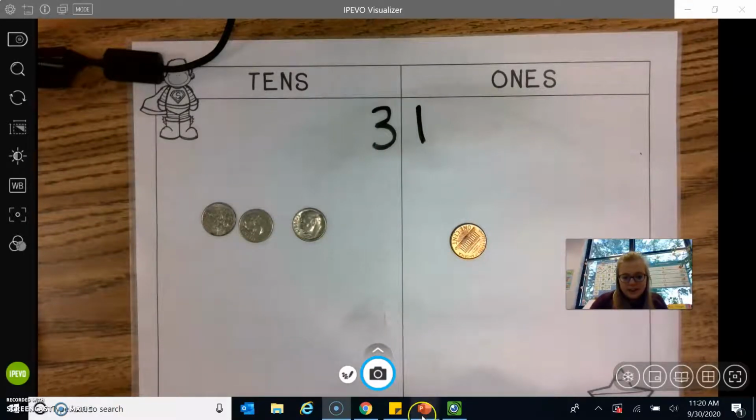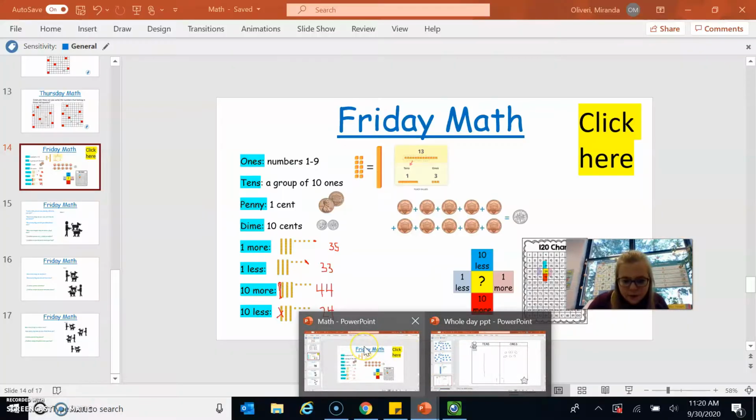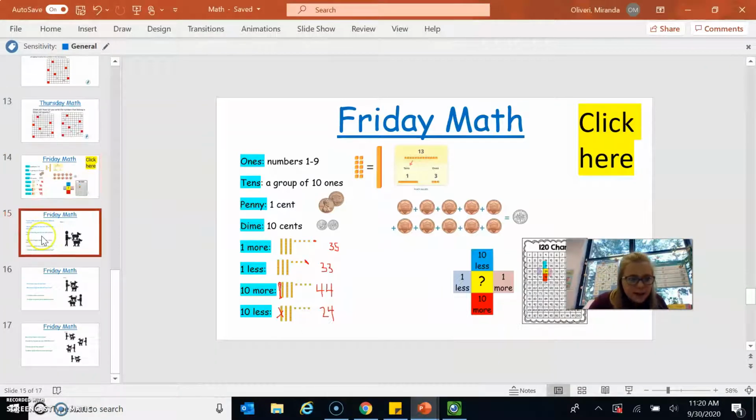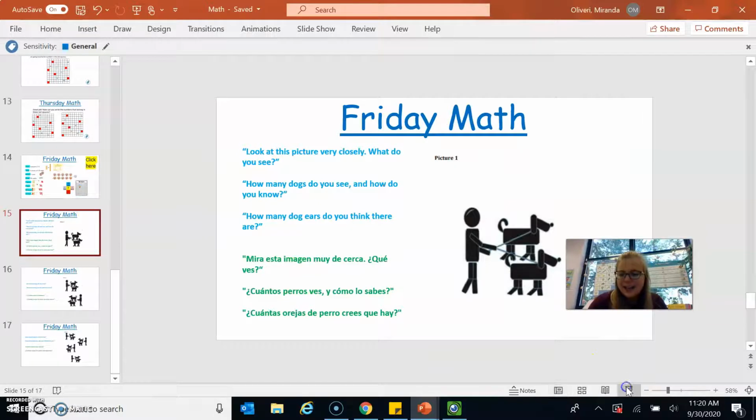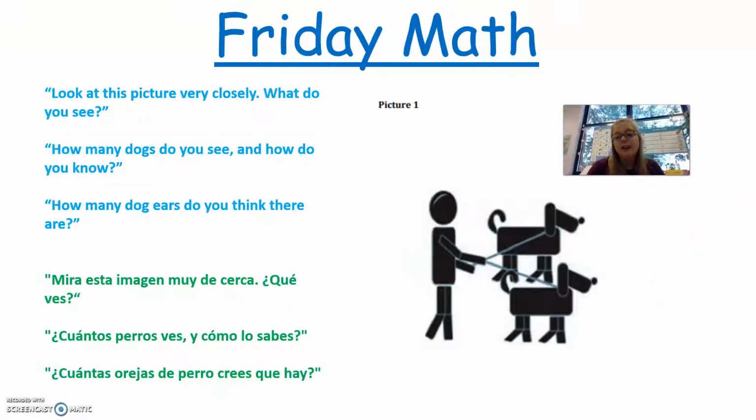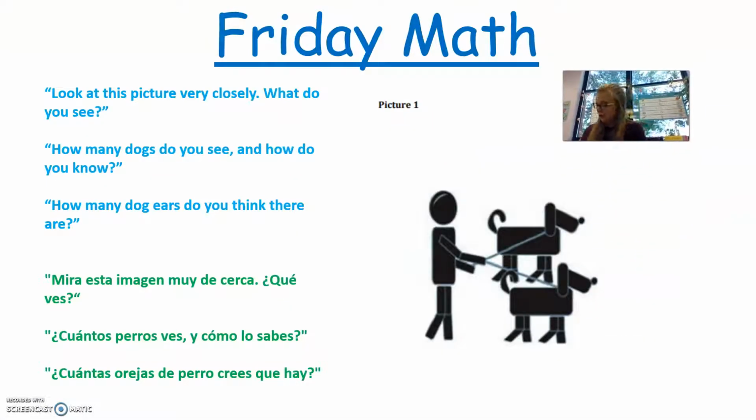So for today, you need to find a picture that looks like this in the packet, okay? And I'm going to ask you some questions about it. You can write your answers to these questions down, or you can tell your adult your answer to these questions, okay? And you can have them discuss this with you. So I want you to look at this picture very, very closely and tell me what you see.